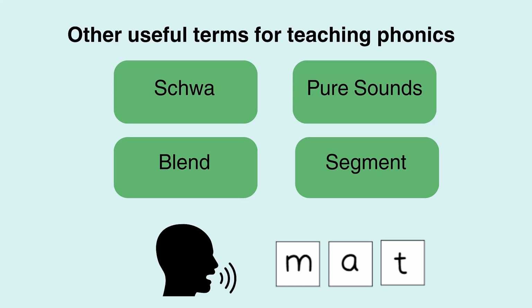Linked to the idea of schwa, we use pure sounds when we are pronouncing each letter sound clearly and distinctly without adding additional sounds to the end. For example, f, not fuh.